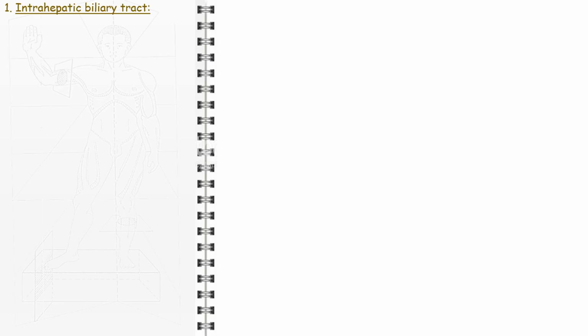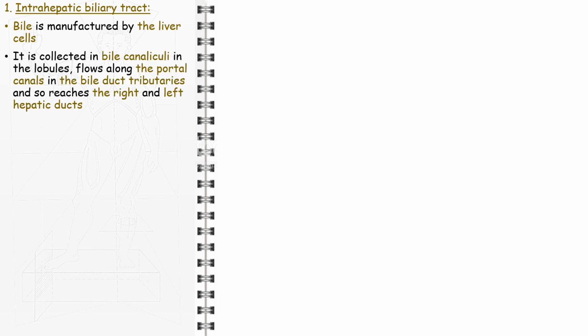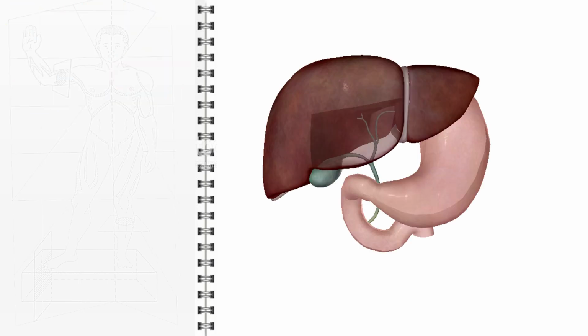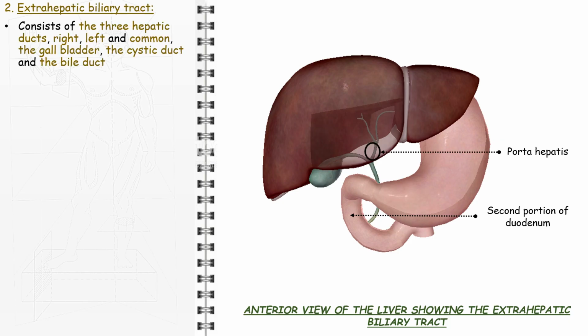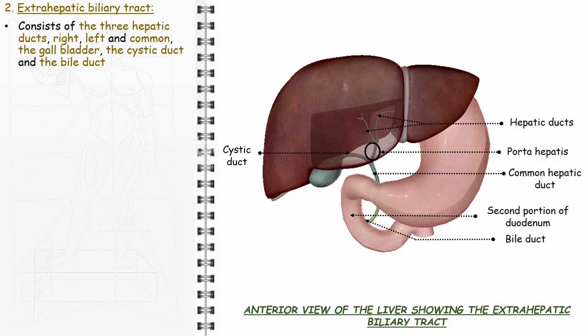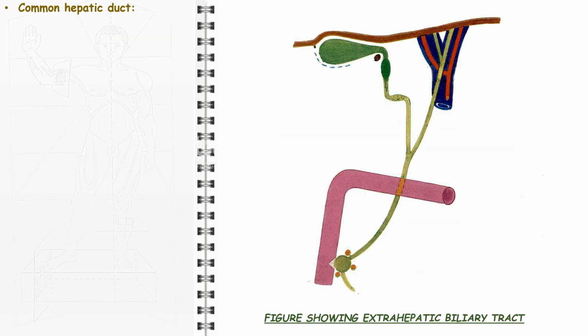The bile is manufactured by the liver cells. It is collected in bile canaliculi in the lobules, flows along the portal canals in the bile duct tributaries and so reaches the right and left hepatic ducts. The extrahepatic biliary tract consists of the three hepatic ducts, right, left and common, the gallbladder, the cystic duct and the bile duct. The common hepatic duct results from the union of the right and left hepatic ducts emerging from the porta hepatis near its right margin in a Y-shaped manner.